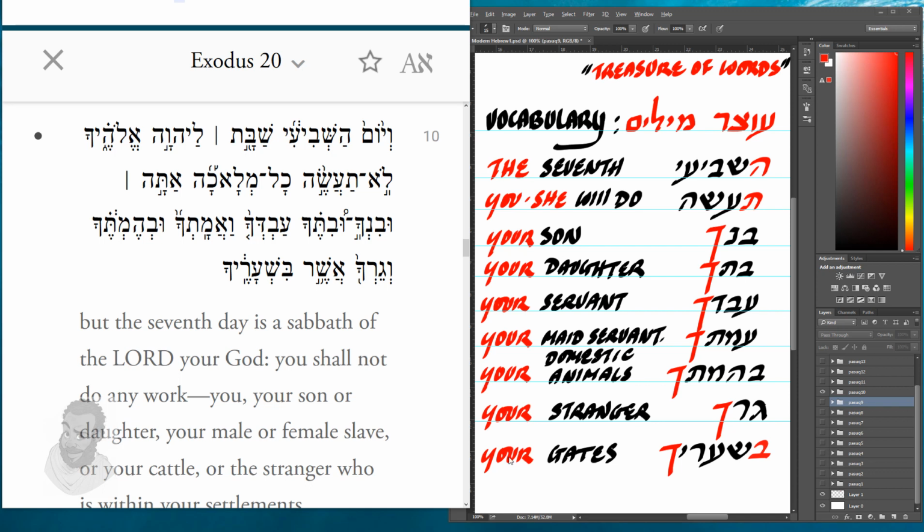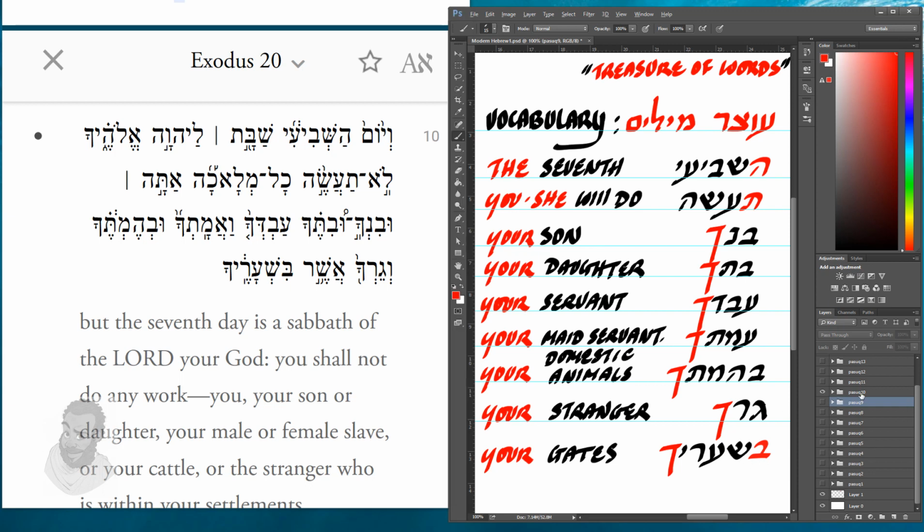Okay. Then you have your gates. Gates is shar in Hebrew. Then you have the pluralizing of it. So this is in your gates. Bisharecha. So normally this would be be. This is she. You can't have two of these together in the beginning. So this drops and it becomes bisharecha.